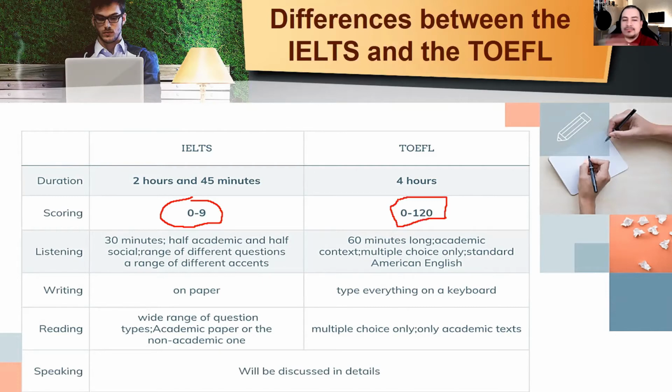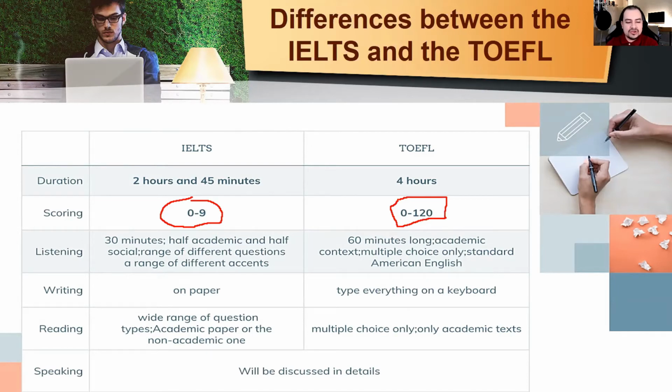Okay, so very different scoring. We should not be focusing on this. I'm just showing you this so that you can have an insight on what the differences between these tests are. The listening in the IELTS is 30 minutes, and for the TOEFL is 60 minutes. So twice the amount of time.